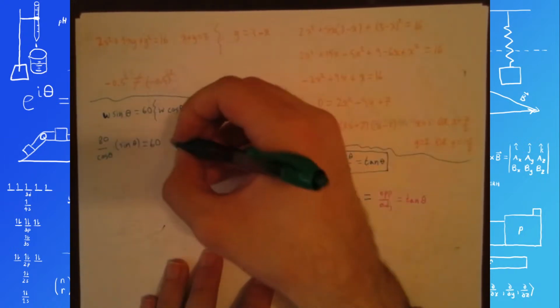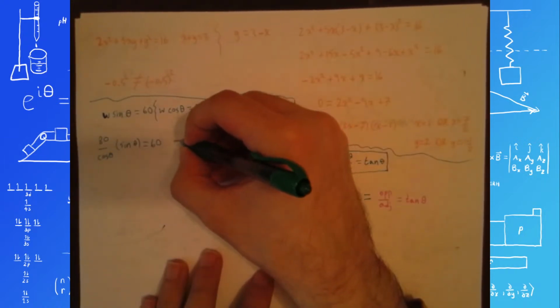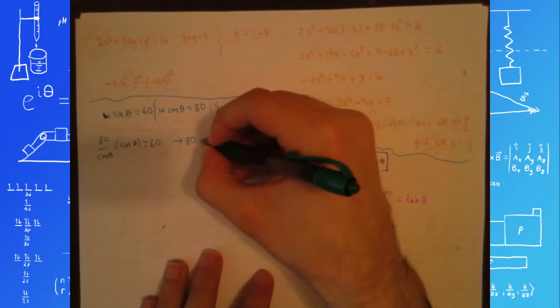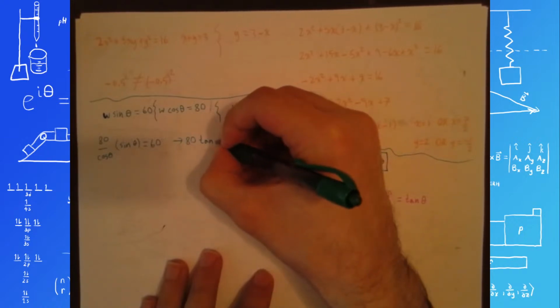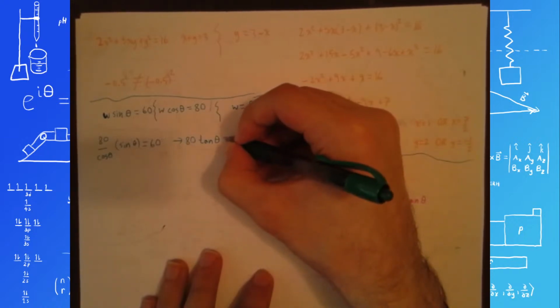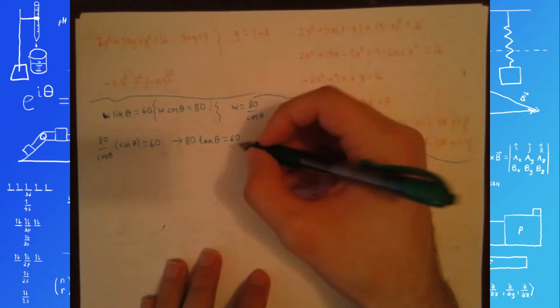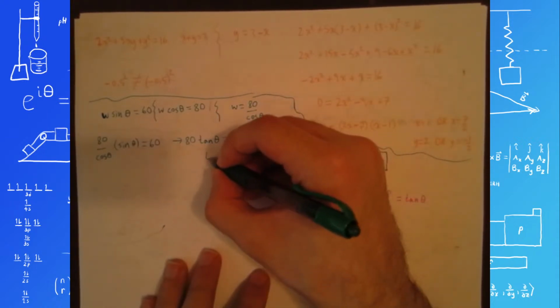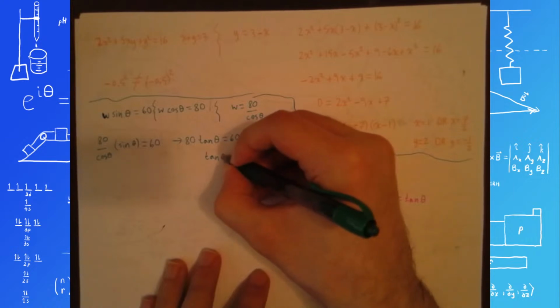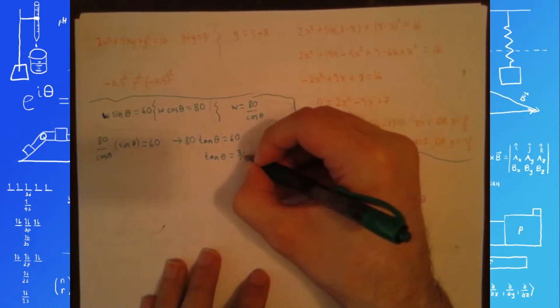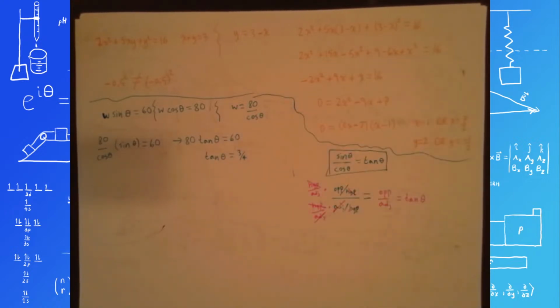And so this simplifies. We get 80 tangent of theta equals 60. Divide by 80 on both sides. 60 over 80, or 3/4, is equal to tan theta. Tan theta equals 3/4, and now I can just use inverse tangent of 3/4 on my calculator.